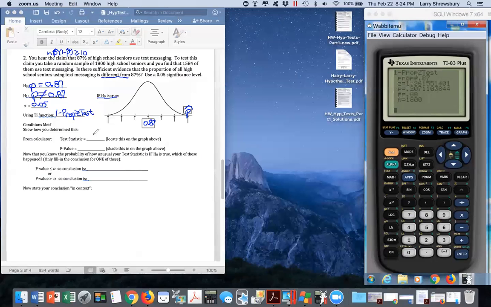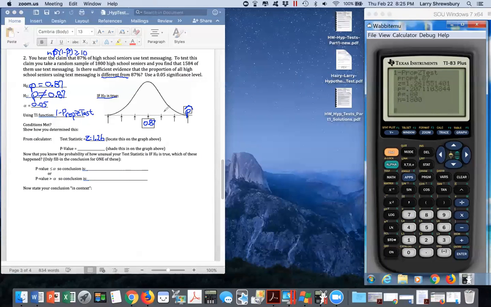So our test statistic, Z, is equal to 1.26. That means our sample proportion, so if you took the 1,584 and divided by 1,800, you know what you would get? 0.88. P, that's your sample proportion. So where is, because this is 0.87, where's 0.88 on here? Well, that's what the test statistic tells us.